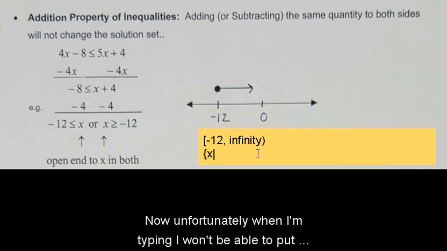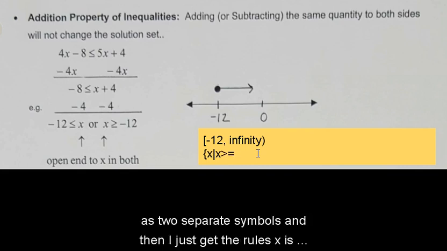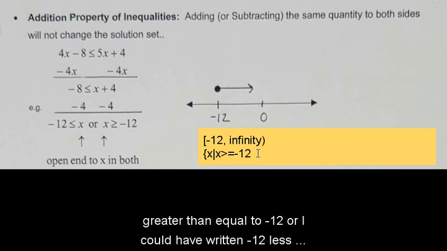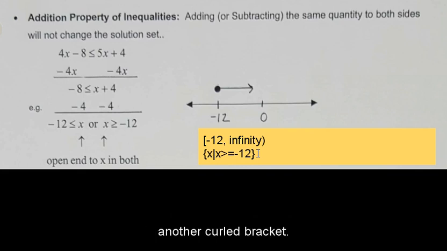Now, unfortunately, when I'm typing, I won't be able to put in the inequality, so I'll have to write greater than or equal to as two separate symbols. And then I just give the rule. X is greater than or equal to negative 12, or I could have written negative 12 less than or equal to x. And then I close the set notation with another curly bracket. That's how this one would be represented.